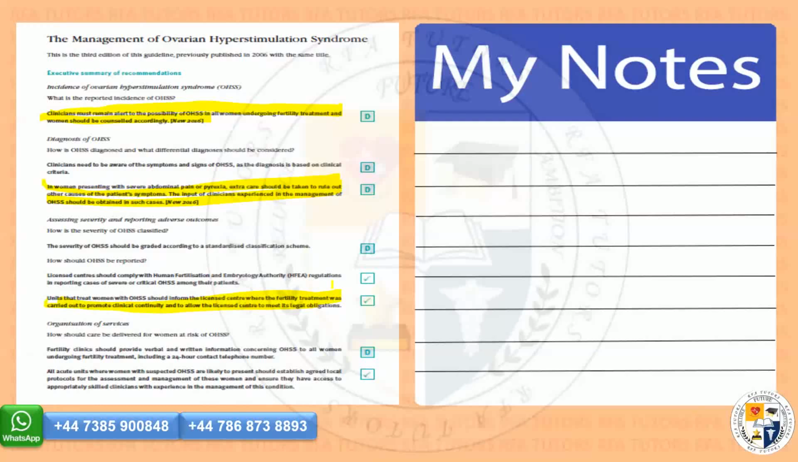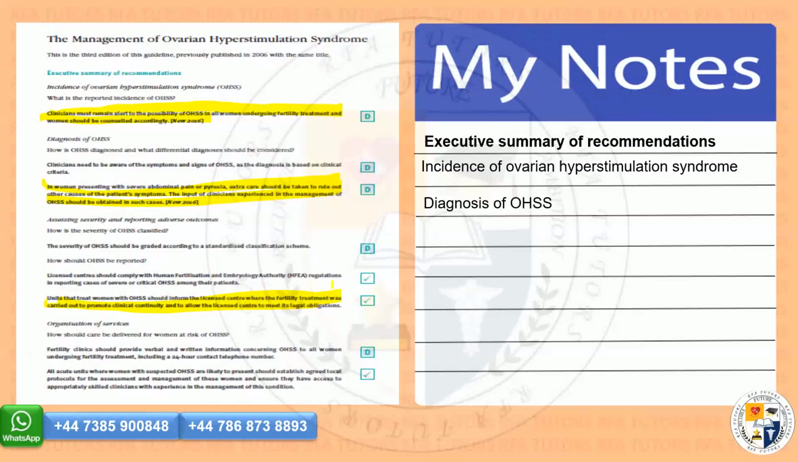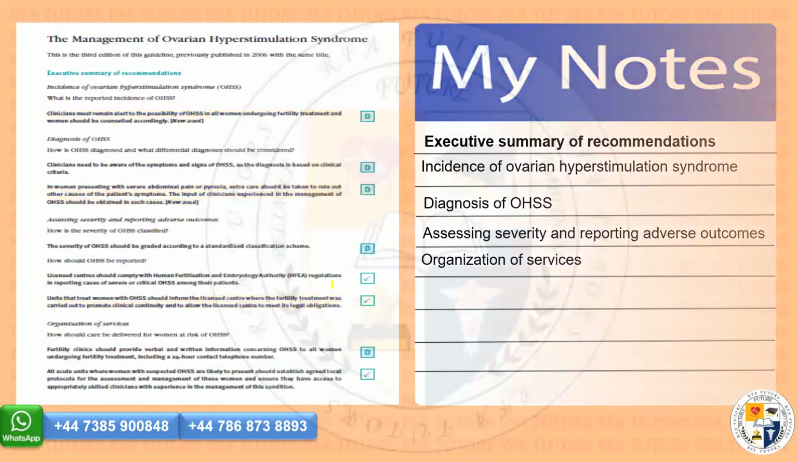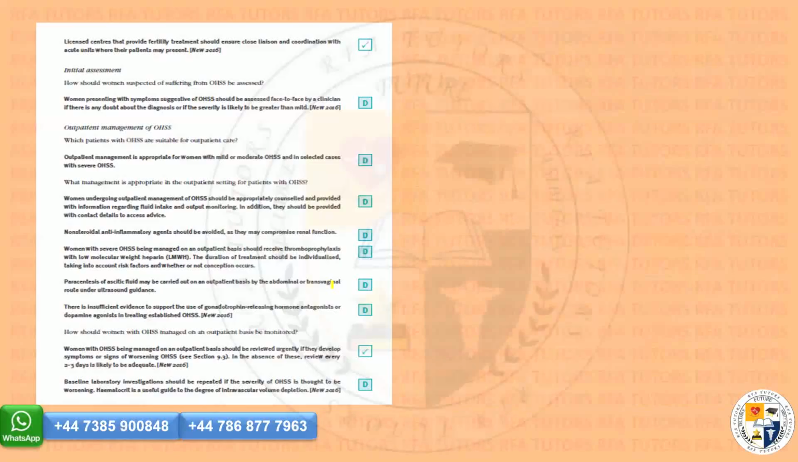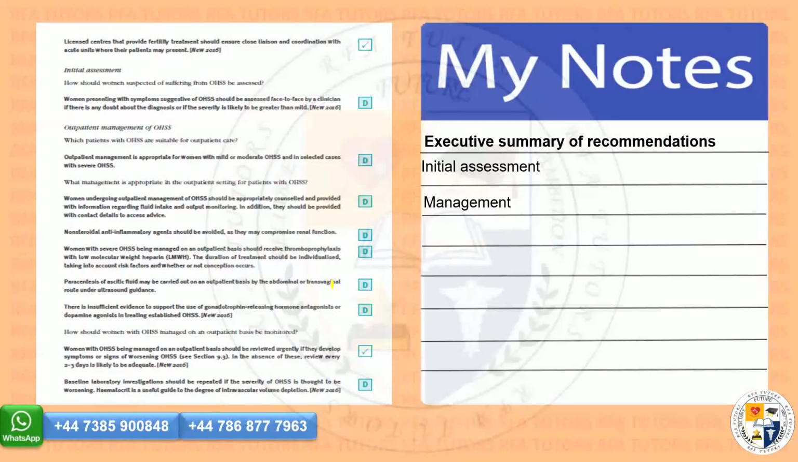So the first goal of the guideline is that you put all the executive summary of recommendations in your notes. If you have time, please write it down. If you have got a busy schedule that day, please don't leave it. Copy, paste, add all the recommendations on one page, and please take a printout.